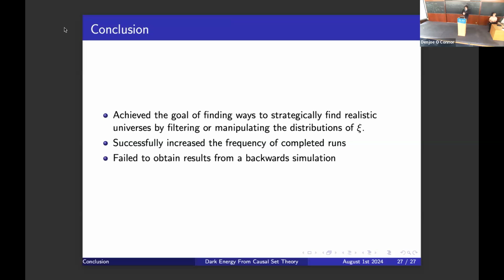We've also found ways of increasing the frequency of completed runs, and we didn't quite get the backwards in time working, but we have made progress there as well. That's all. Thank you.